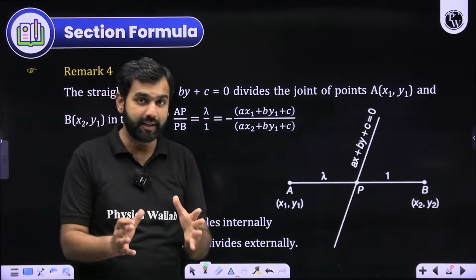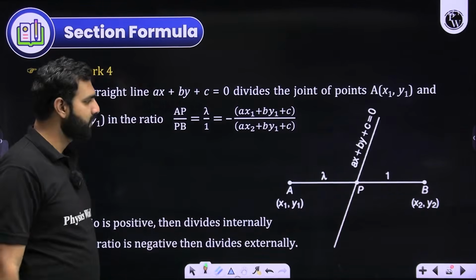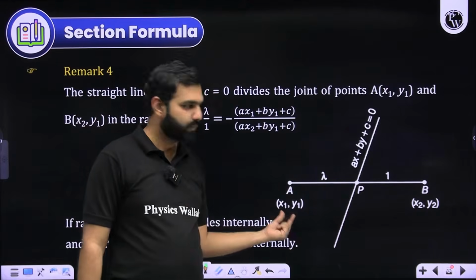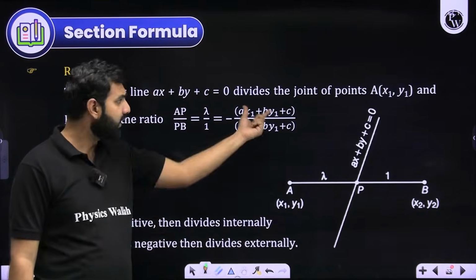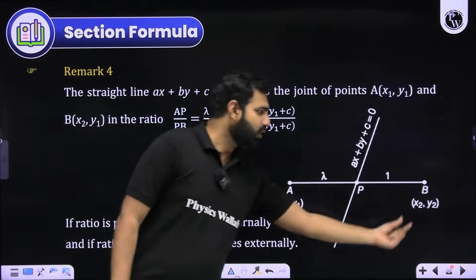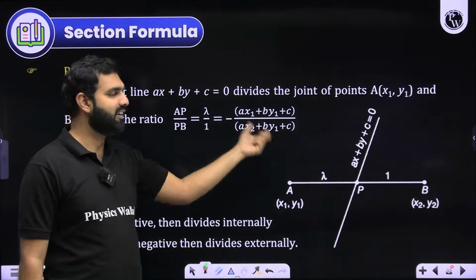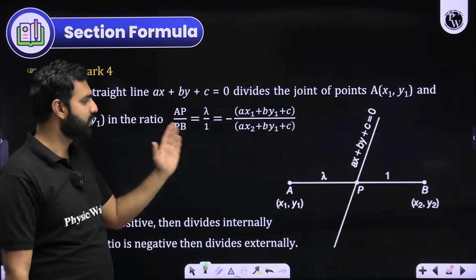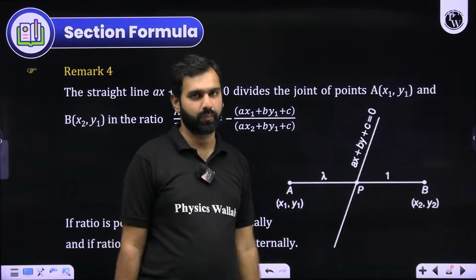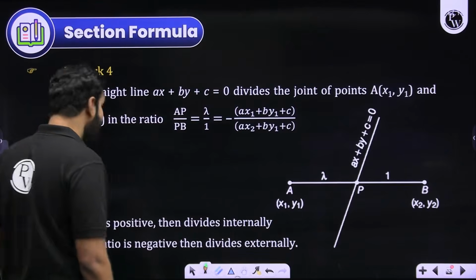The short technique says a very simple phenomenon: find the power of this point with respect to this line, write it here. Find the power of this point with respect to this line, write it here. Take the negative ratio of these powers. You will have the ratio AP is to BP. What I'm trying to make you understand is a very simple fact here.